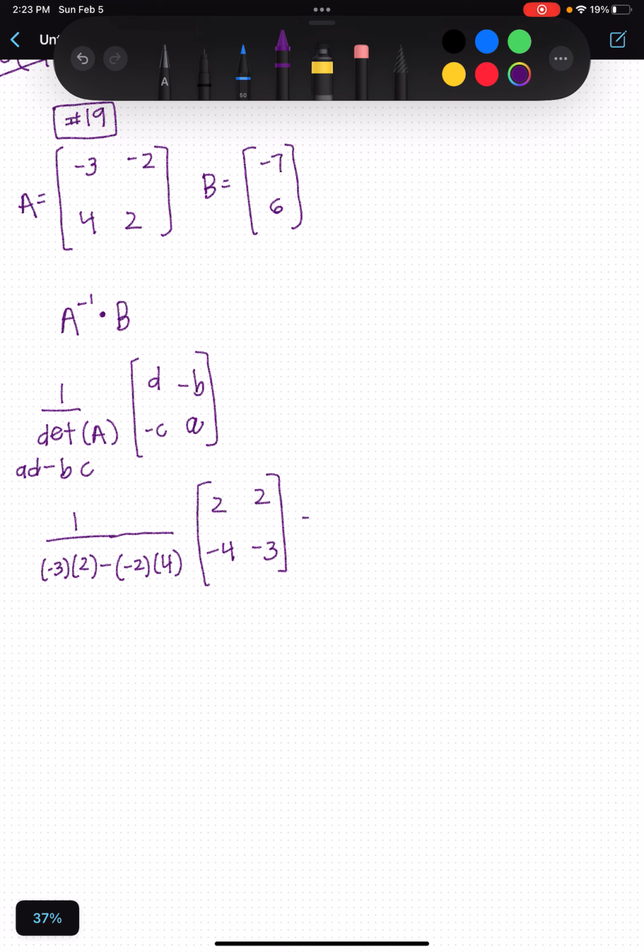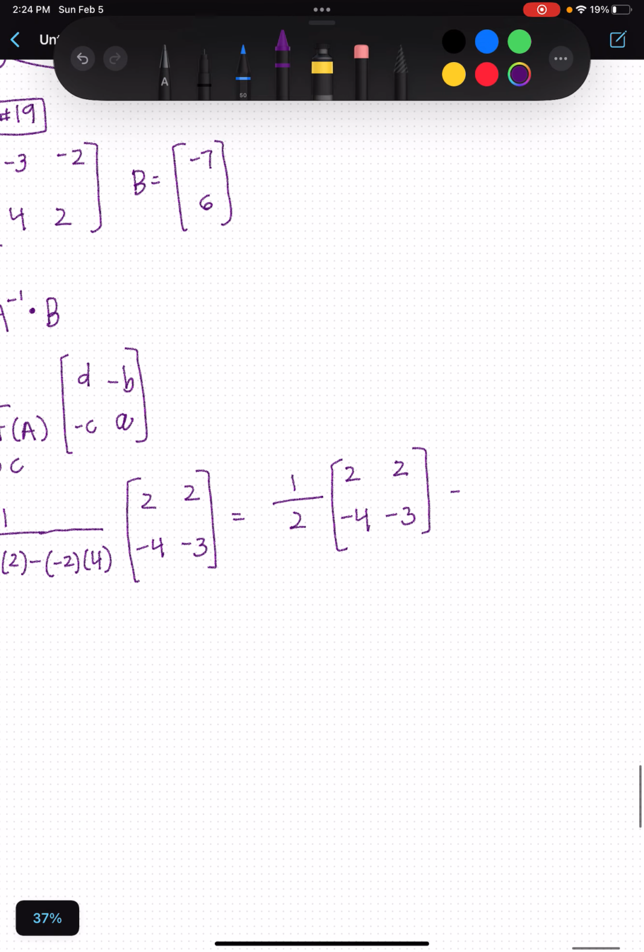All right, so let's simplify that a little bit. We'd have 1 over, negative 6 plus 8, so it's 1 over 2 times that: 2, negative 4, negative 3. And I'm going to multiply that 1/2 through, which would give me 1, 1, negative 2, and negative 1.5. So that's my inverse of matrix A.